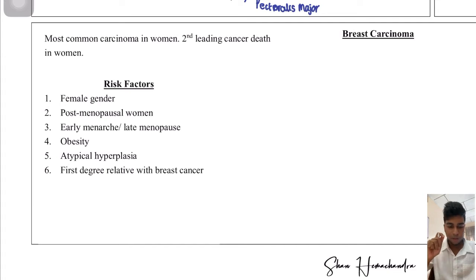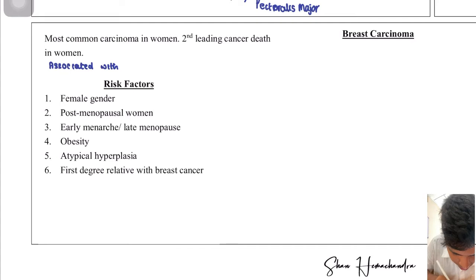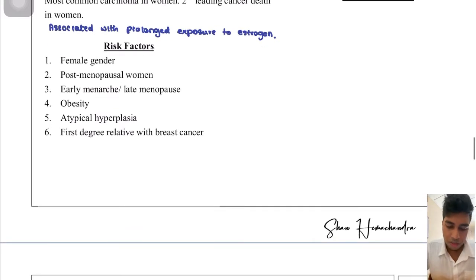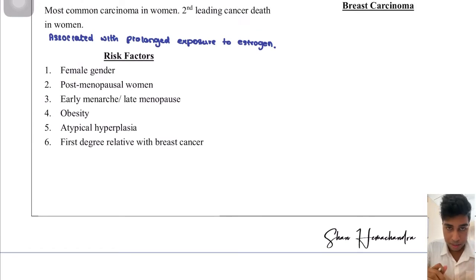The main point I need you to remember when it comes to breast carcinoma is it is associated with prolonged exposure to estrogen. Okay, associated with prolonged exposure to estrogen. So what are the risk factors? Female gender. Obviously, there's a prolonged exposure to estrogen in women. But also remember, males can develop breast cancer.